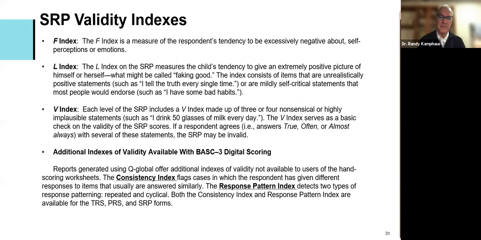SRP validity indexes are similar to the TRS and PRS, with the exception of the lie index in particular, which is a fake good scale, which is really helpful for the SRP. So you have a fake bad index and a fake good index, a lie index where they're not being quite straight with you, so to speak, in reporting their problems. Used in combination, these are very helpful. One validity index in the elevated or extremely elevated range is helpful, but it's more disconcerting if you have two or more validity indexes that are problematic. That's when I really start to think about the validity problems. Next slide, please.